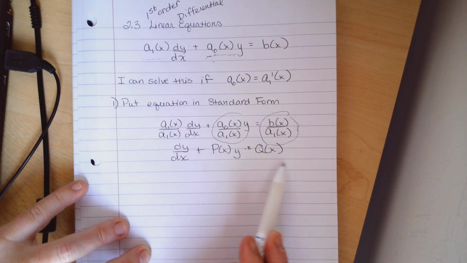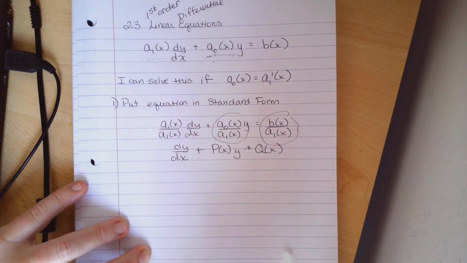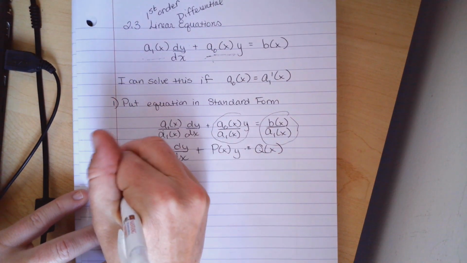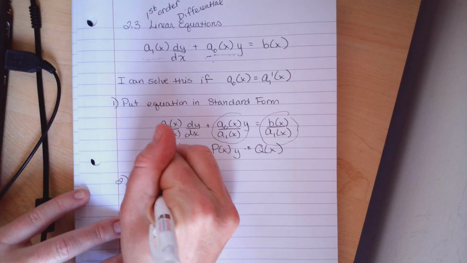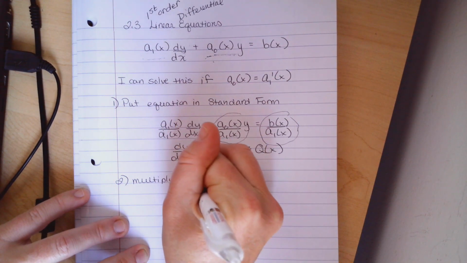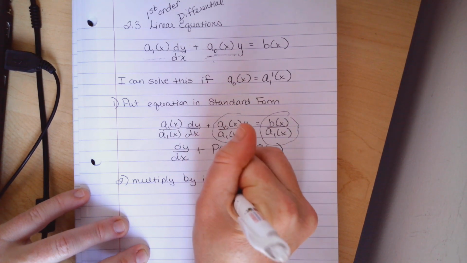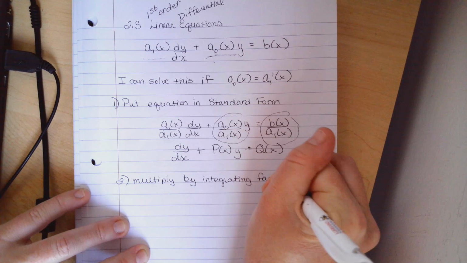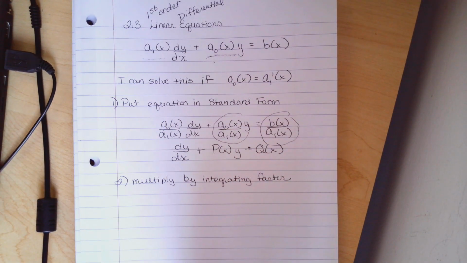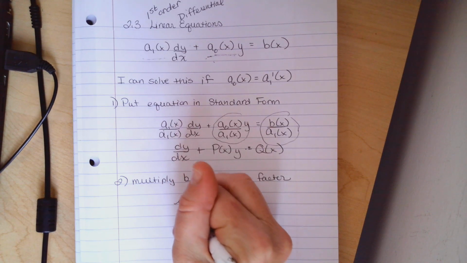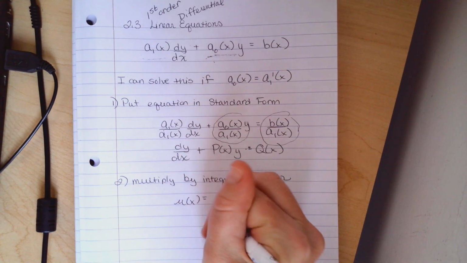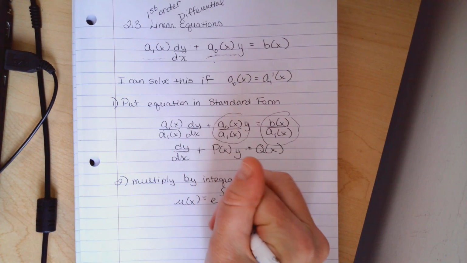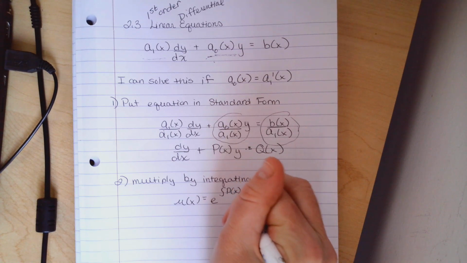Now that I have this here, we are going to go ahead and multiply by the integrating factor. And your integrating factor, u of x, equals e to the integral of p of x dx.